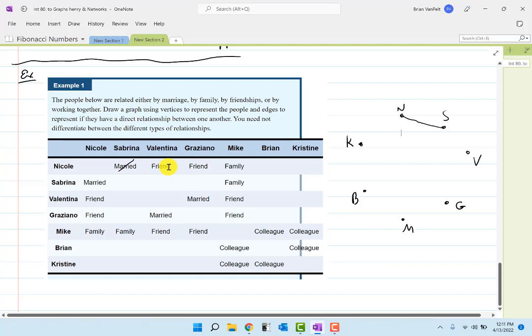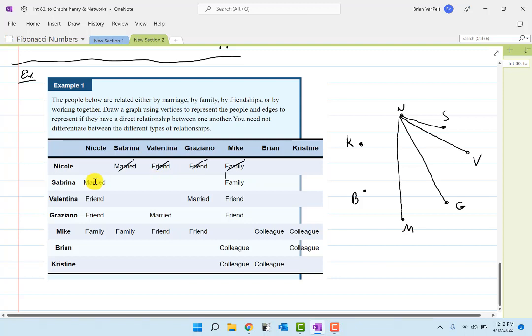Valentina is a friend, so Nicole to Valentina, I will make that connection. Mark it off. Graziano is a friend of Nicole's also, so I will make a mark here. Mark him off. And then Mike is family, so he knows her. And there we go. Mark it off.